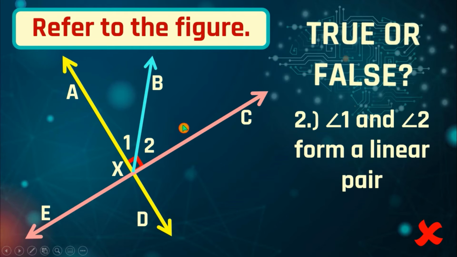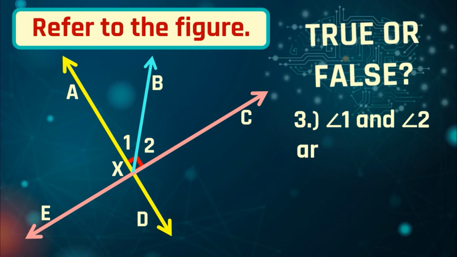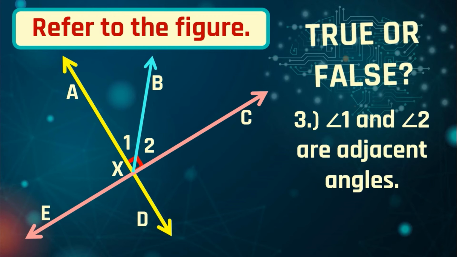Eto lang yun, no? Pag pinagsama natin. So, they do not form a line, therefore, false. Okay, next. True or false? Angle 1 and angle 2 are adjacent angles.